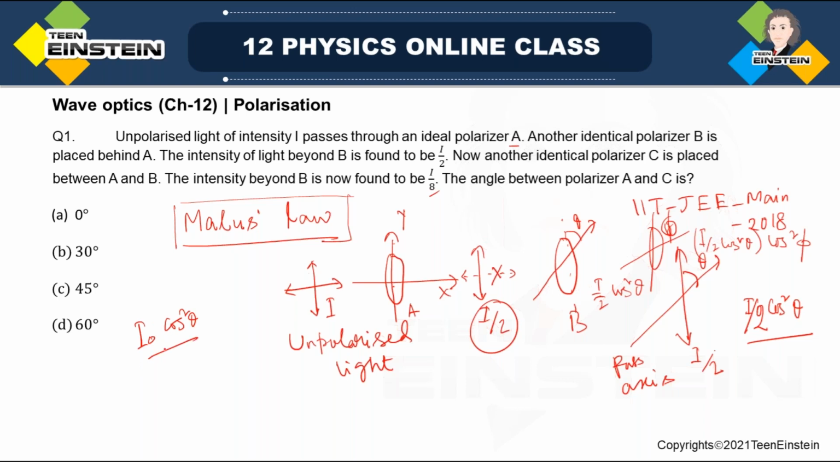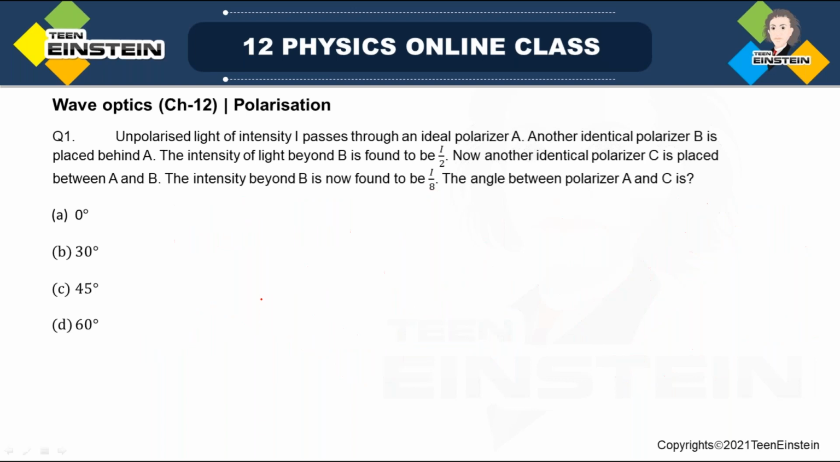Okay, if you pass this output through another polarizer which has pass axis making an angle phi, then you have to multiply by cos square phi. If you pass this again through some other polarizer which has pass axis making an angle beta or whatever, again cos square beta will come. Okay, this is how you have to apply the Malus law.